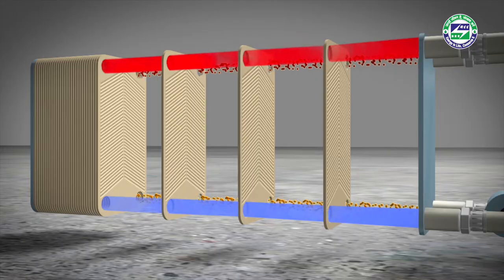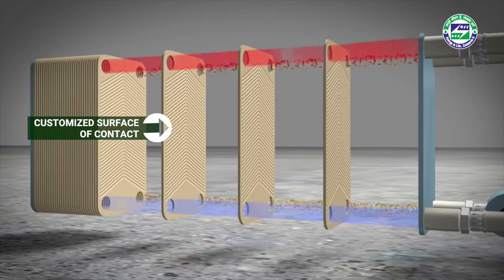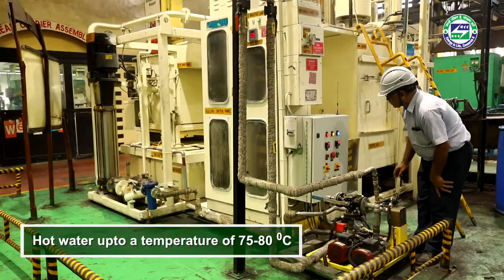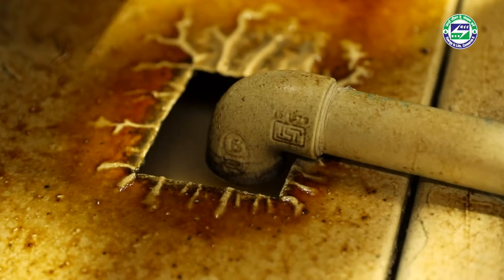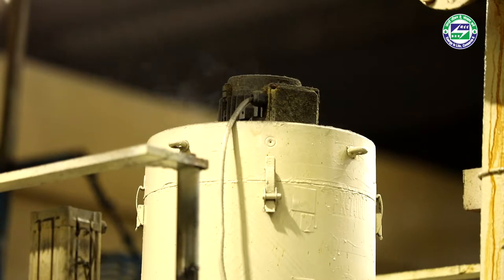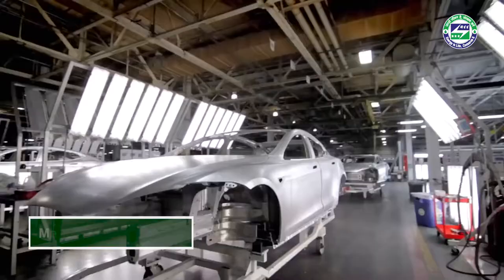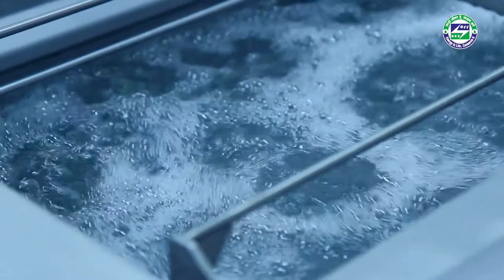The double-walled system of the heat exchanger ensures that oil and water never mix up. The heat exchanger's surface of contact is customized to allow maximum heat transfer. Hot water up to a temperature of 75 to 80 degrees centigrade can be generated in the process. The preheated water can be used in the process for industries such as food and beverage, chemicals, textiles and fabrics, metals and automotive, and in several other industries to preheat boiler water.